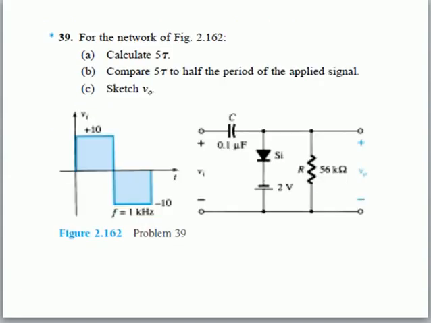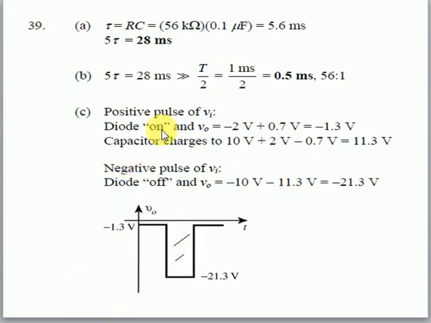Now we come to part C, in which we sketch V naught. In this case, we will start our analysis from the positive cycle of the input. When the positive cycle is here, this diode will be forward biased, and the output is equal to 0.7 minus 2, that is equal to minus 1.3 volt. See this, during the positive pulse the diode is on, so V naught is equal to minus 2 plus 0.7, that is equal to minus 1.3 volt.